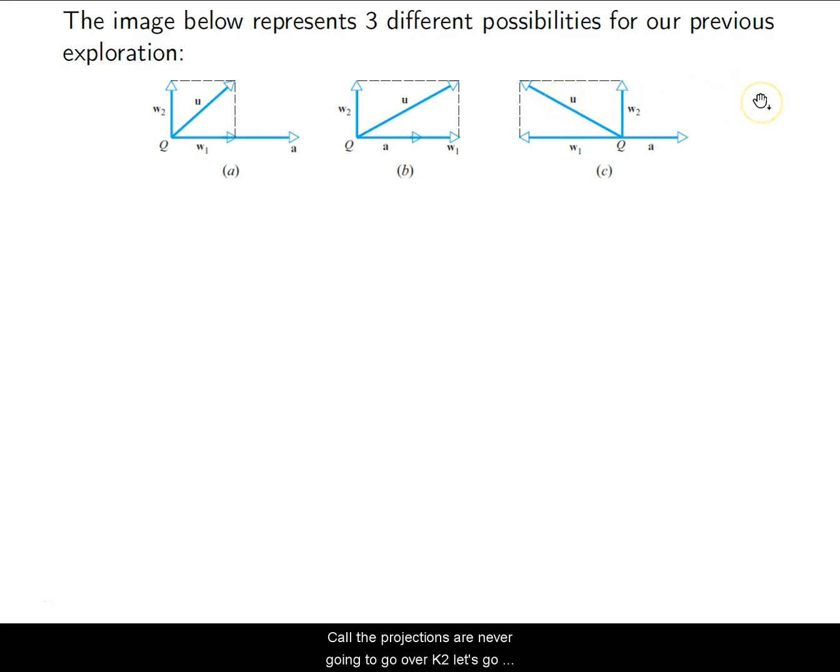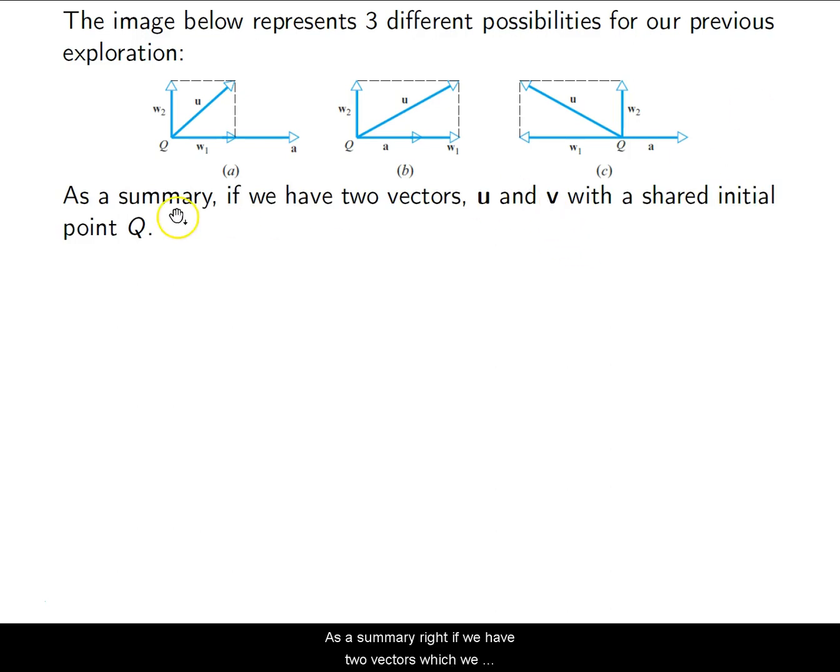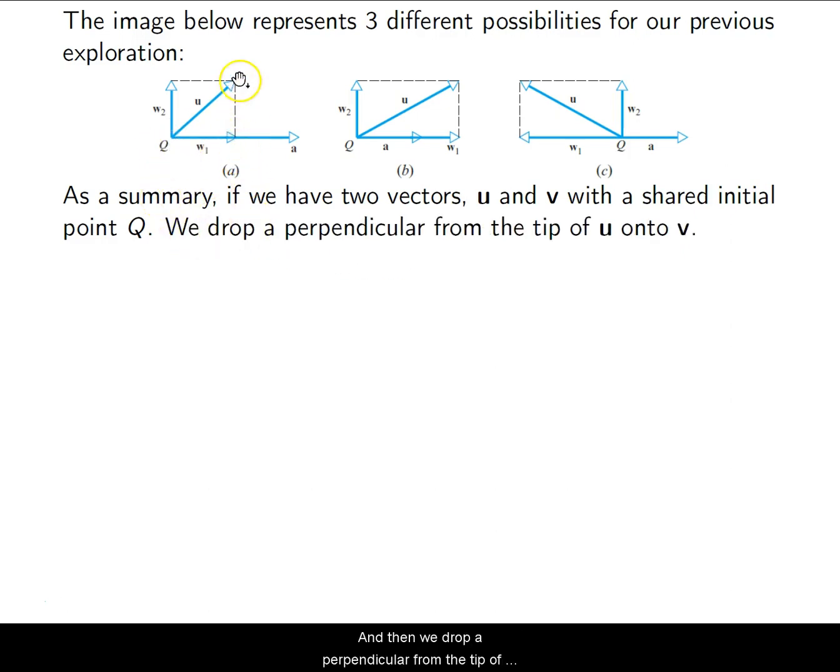Let's go over this step by step. We walked through the process already, and I showed you step by step what's happening. Now we're going to talk about the pieces a little more in depth. As a summary, if we have two vectors which we call U and V, so the U and not A here, I couldn't find another picture of this that looked good with a V, but a U and a V vector that have a shared initial point which we call Q, and then we drop a perpendicular from the tip of U down to that vector V.